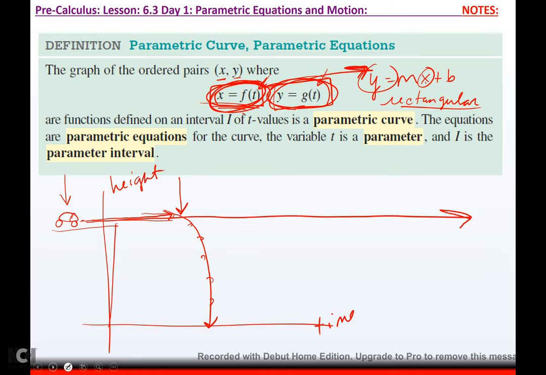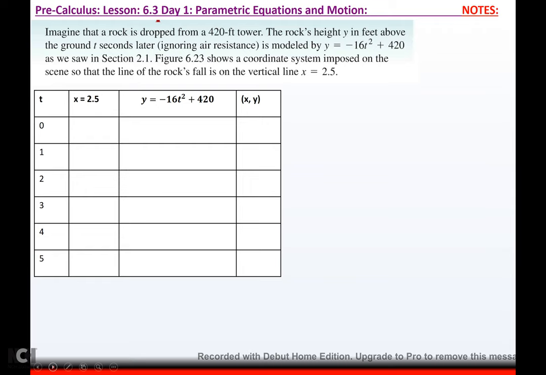All right, so let's look at what this does. It says, imagine that a rock is dropped from a 420-foot tower. The rock's height, y, in feet above the ground, t seconds later, ignoring air resistance, is modeled by negative 16t squared plus 420. This negative 16t squared is pretty much a projectile motion function. When you throw a rock, it goes up and comes back down, which follows a parabolic curve, and that is where this equation comes from.